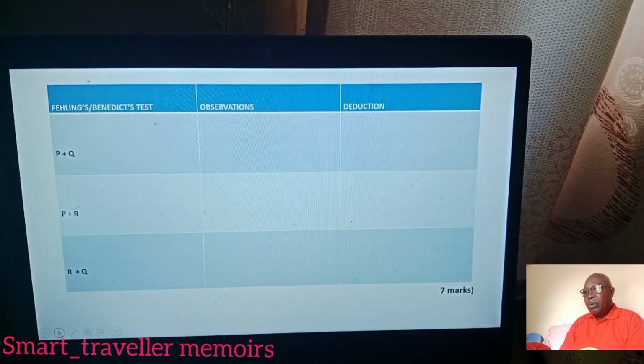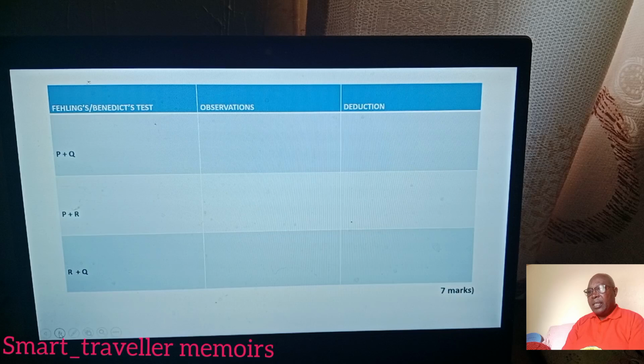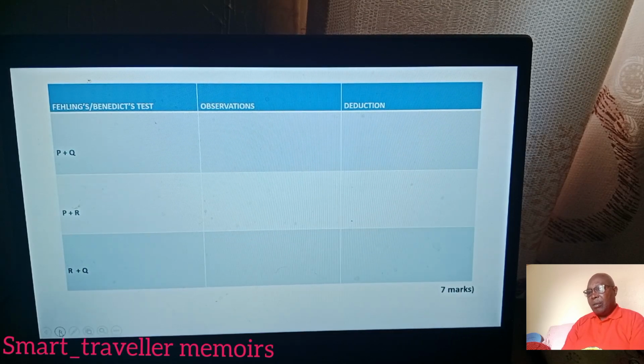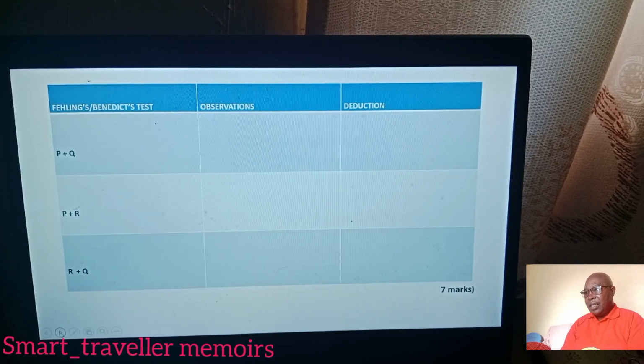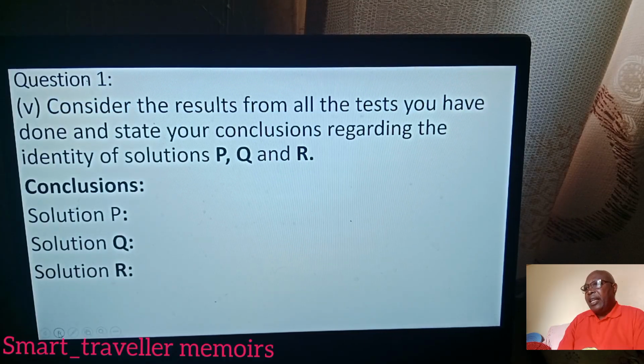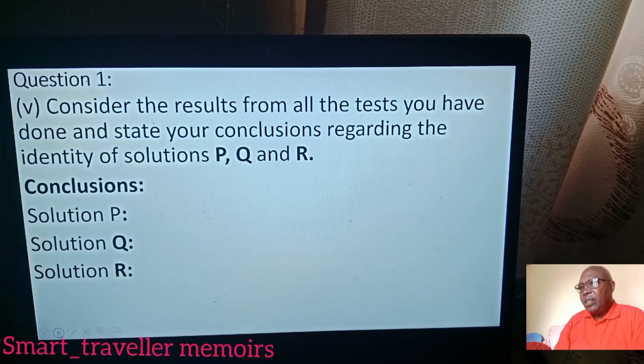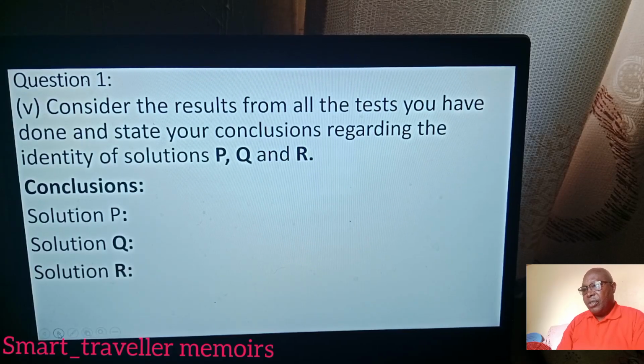So we have the table: Fehling's, Benedict's tests, observations, and deductions. Here we have P plus Q, P plus R, and R plus Q. Consider the results from all the tests you have done and state your conclusions regarding the identity of the solutions P, Q, and R. Conclusions: solution P, solution Q, solution R.